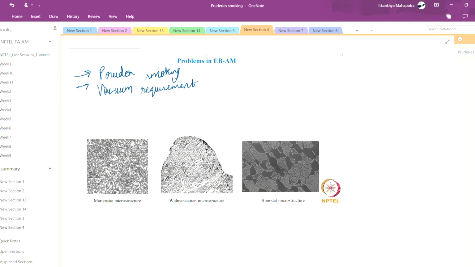Now a commercial laser beam machine will cost about 50 lakhs, but an electron beam machine will be costlier. Also only electrically conductive powder particles can be used. Non-conductive ceramics and plastics cannot be used. If the electrical conductivity is low, then also we cannot use it; only highly conductive material should be used.